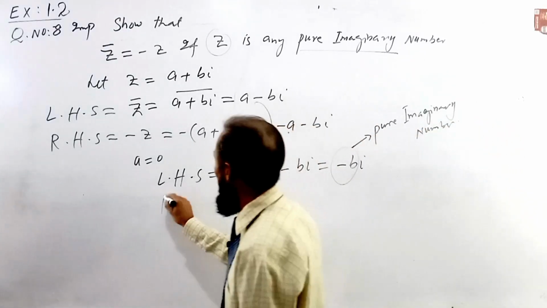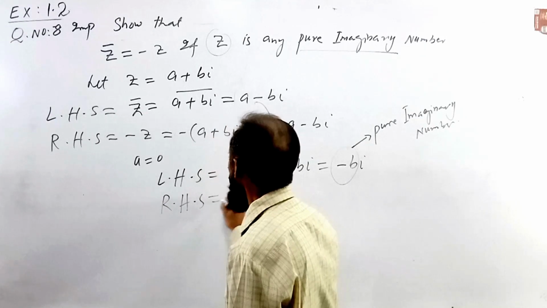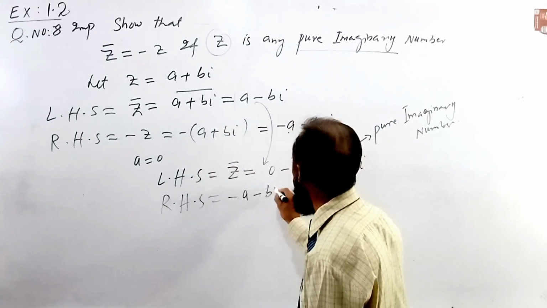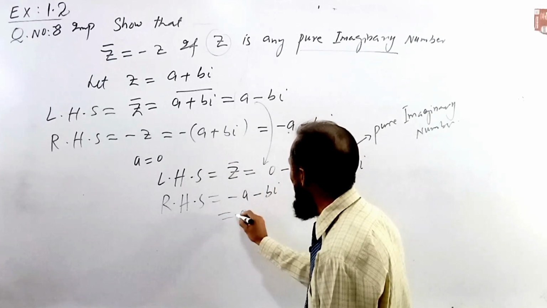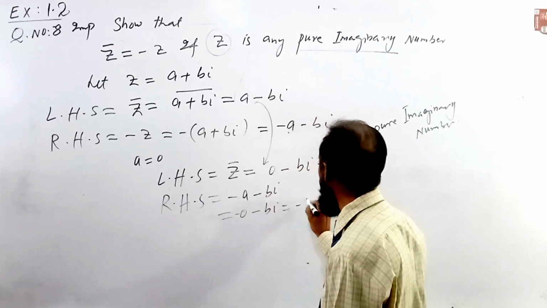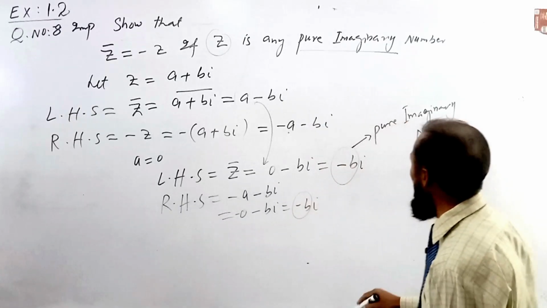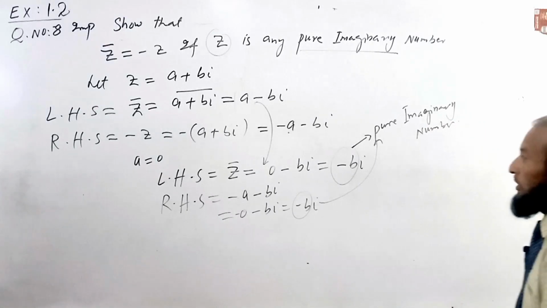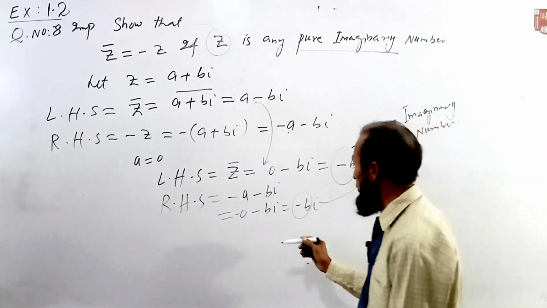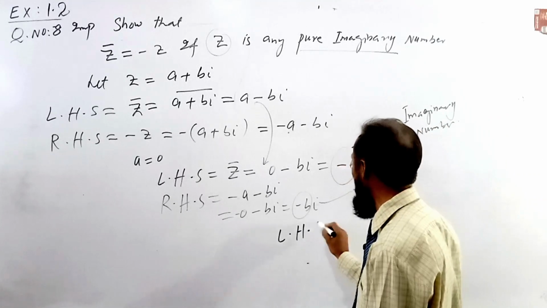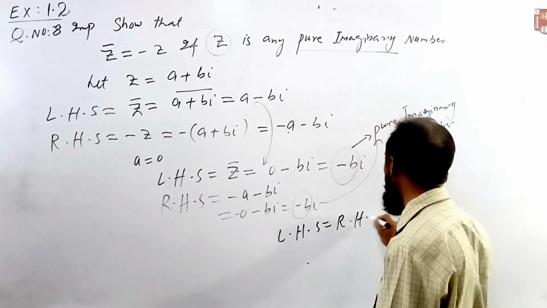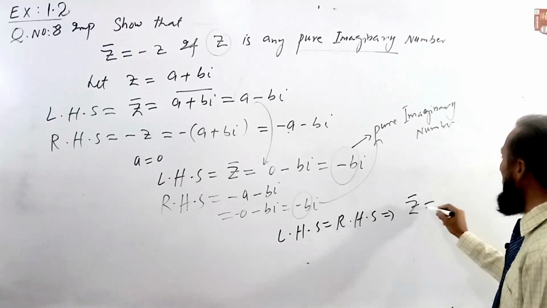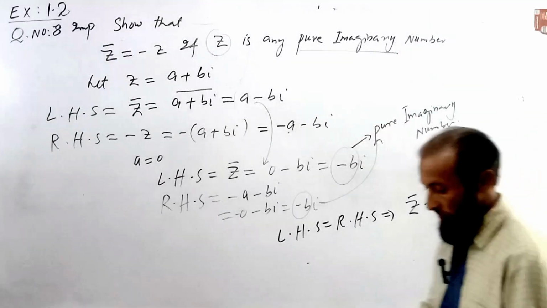Similarly, if we put in the right hand side, minus z, we have already done, minus a minus b iota. If we put here 0, minus b iota, we get minus b iota. Minus b iota is also a pure imaginary number. So it means that the left hand side is equal to the right hand side. That will be equal to z bar is equal to minus z.